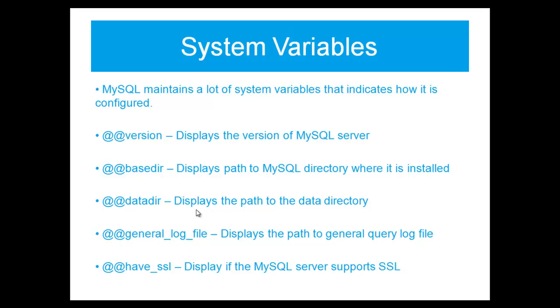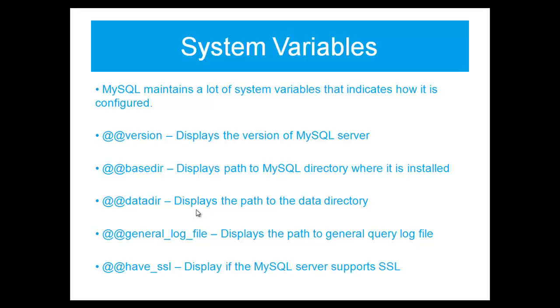MySQL maintains a lot of system variables that indicate how it is configured and a lot of other information, such as version, which displays the version of the MySQL server. You might be thinking what the double @ means. The double @ at the beginning means it's a global variable. Next is basedir, which displays the path to the MySQL directory where it is installed, and then datadir displays the path to the data directory where the data is stored in MySQL, all the databases and all that.